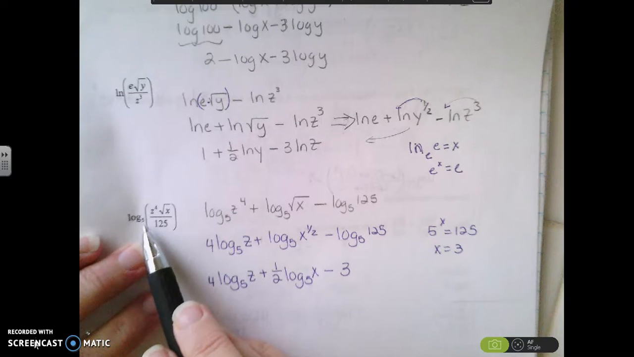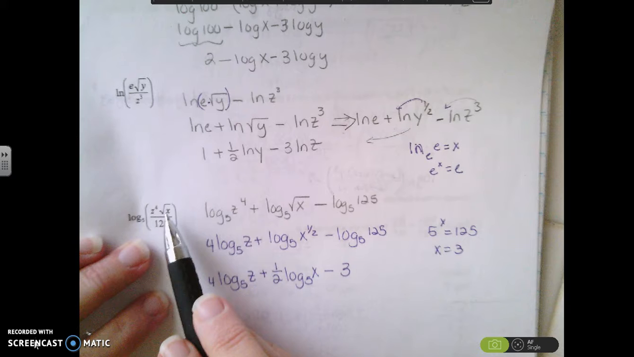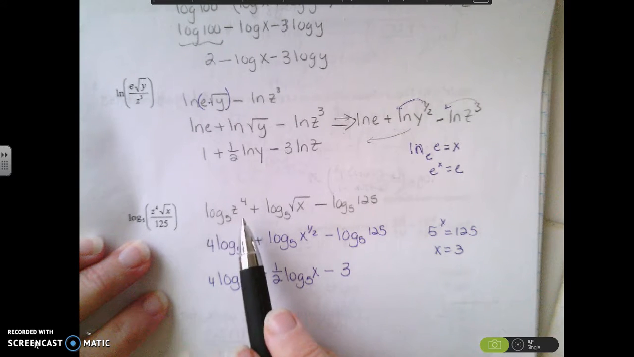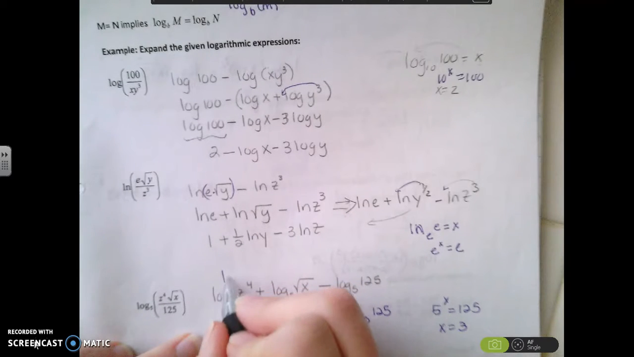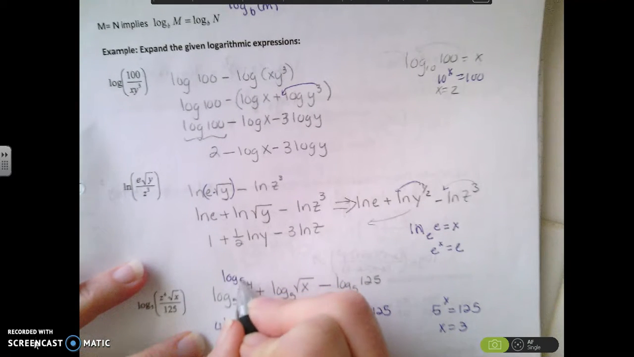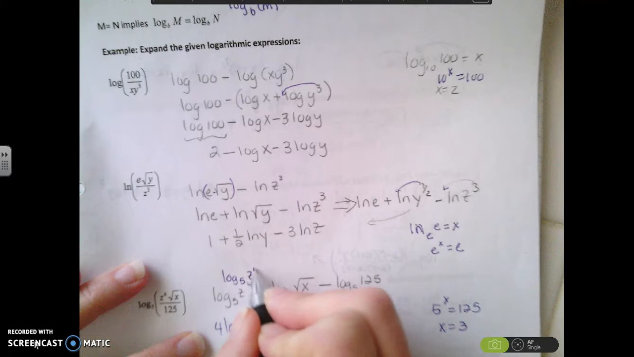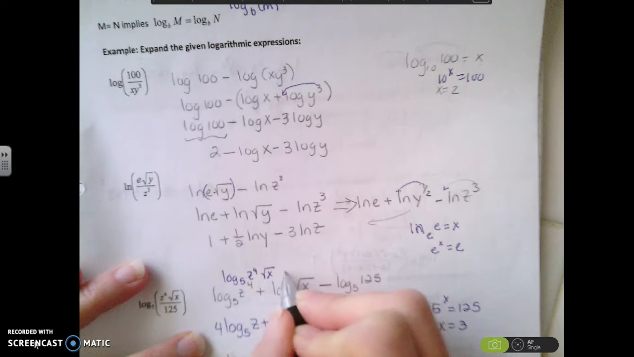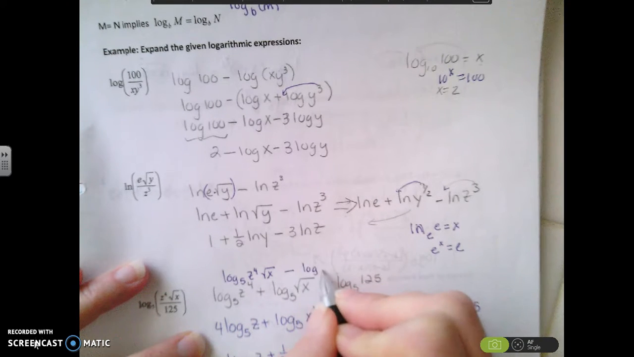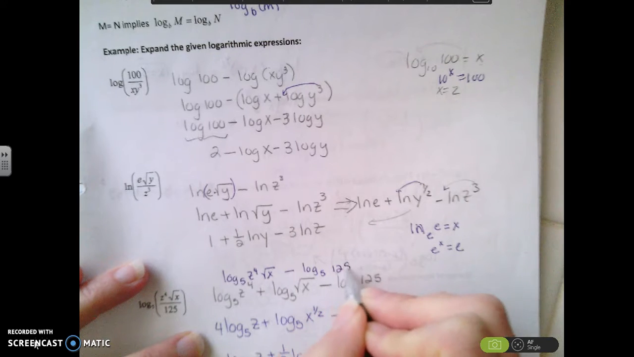All right, so here's another one. We have base 5 this time. Again, I've got a quotient, so I'm going to separate the quotient, I skipped a step here, into log base 5 of z to the 4th square root of x minus log base 5 of 125.